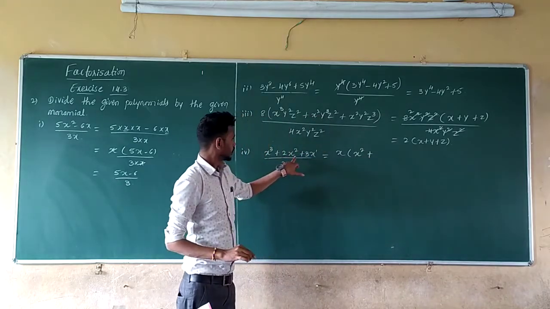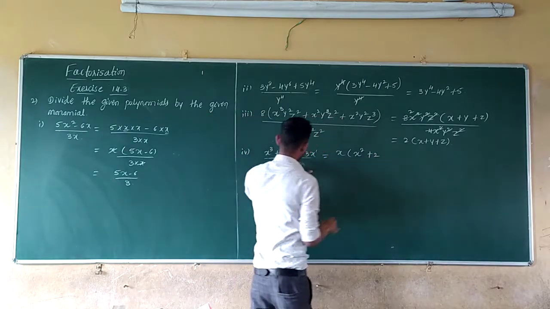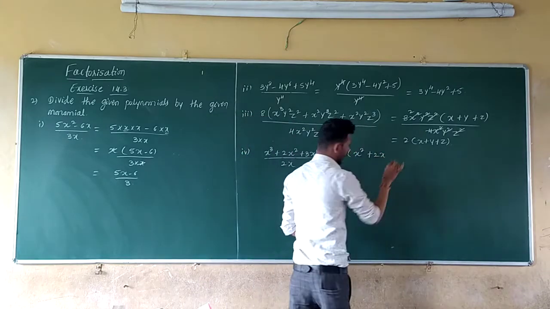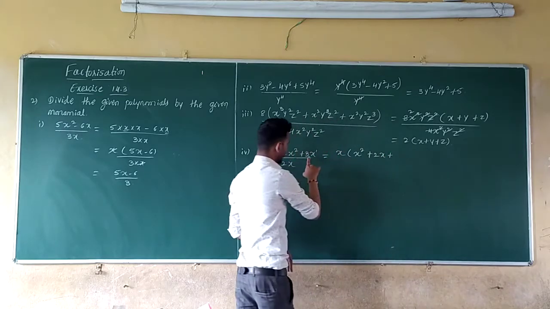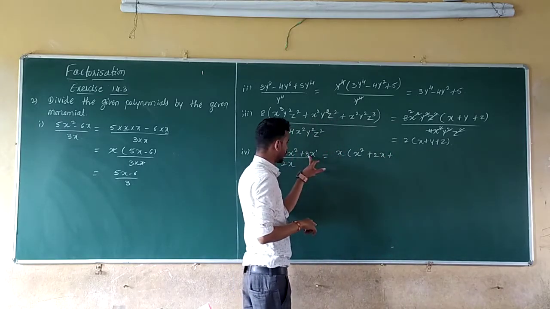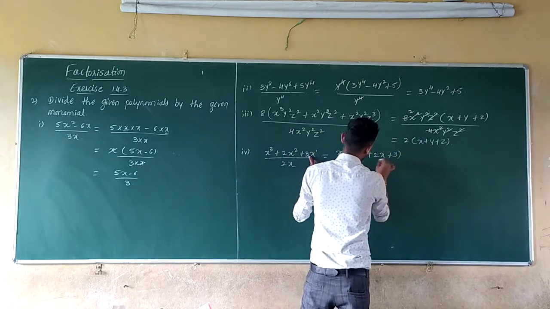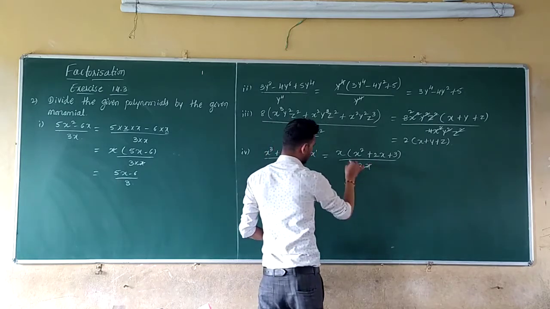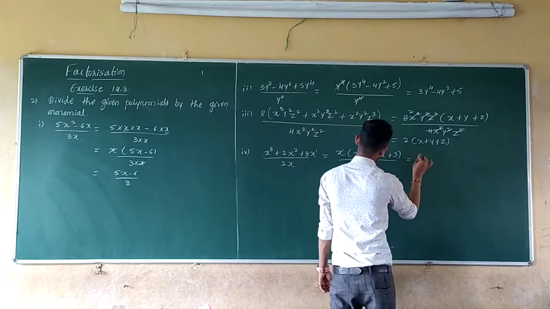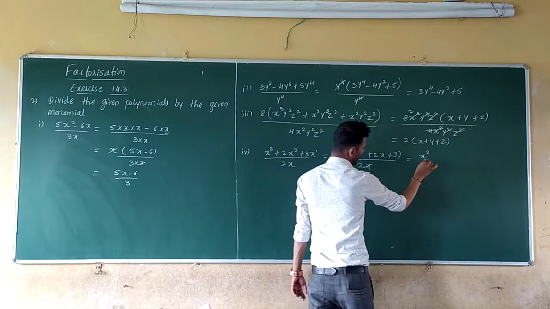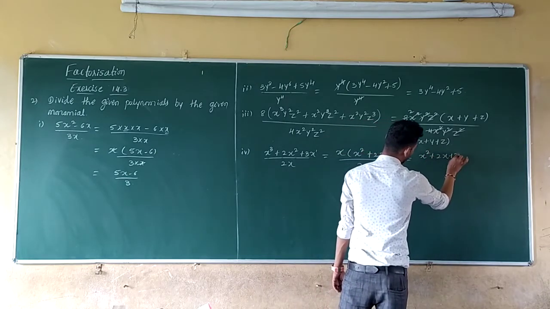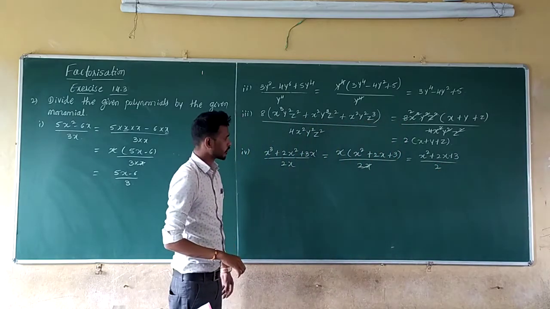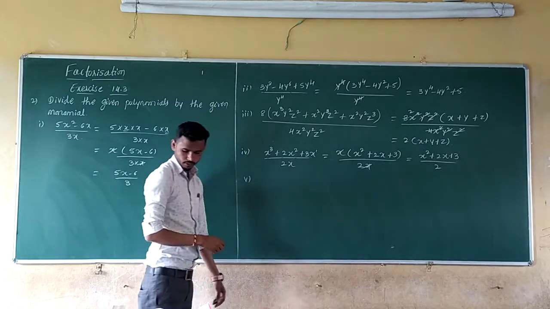Plus 2. Write that 2. Here x square is there, x raised to 1 we have taken common. How much will remain? x raised to 1, that is x. Plus, here we have taken x as a common. What will remain here? 3, divided by 2x. So x gets cancelled. So what will we get now? x square plus 2x plus 3 divided by 2.